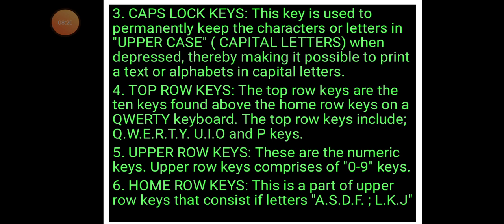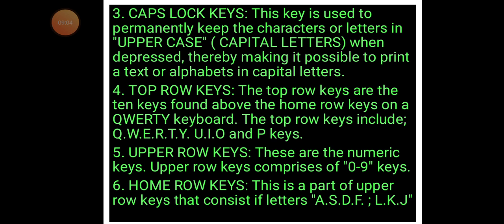And number four, we have the top row keys. Now, the top row keys are the 10 keys found above the home row keys. Now, what are the home row keys? The home row keys consist of the A, S, D, F, semicolon, L, K, J. These are the home keys on a QWERTY keyboard. So, the top row keys are found just above the home row keys. And these top row keys include the Q, W, E, R, T, Y, U, I, O, and P. You'll see that just above your home row keys.